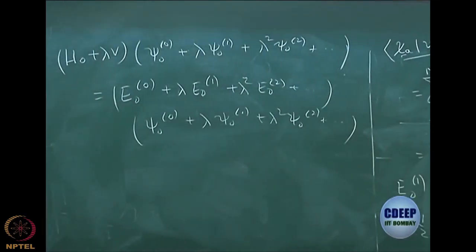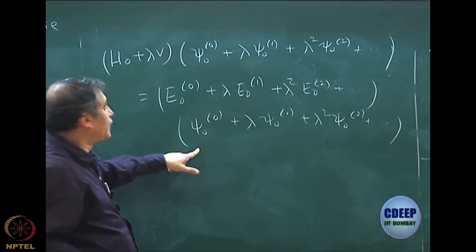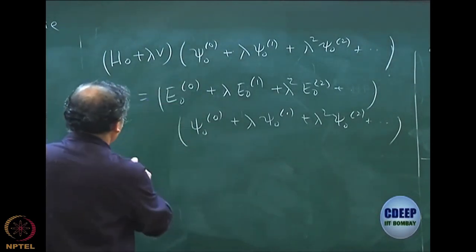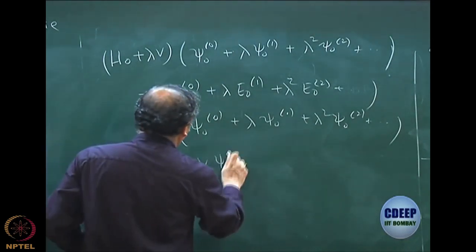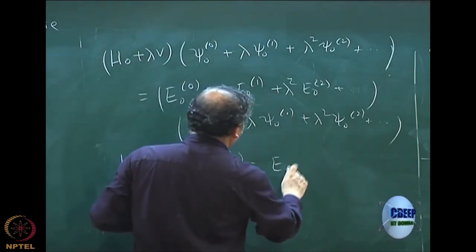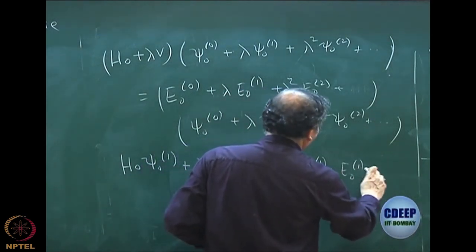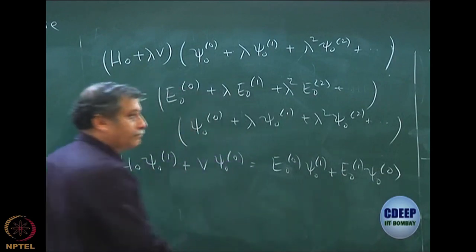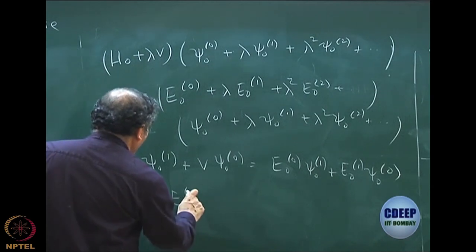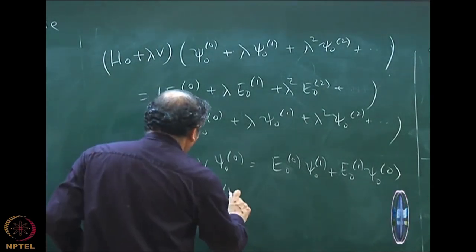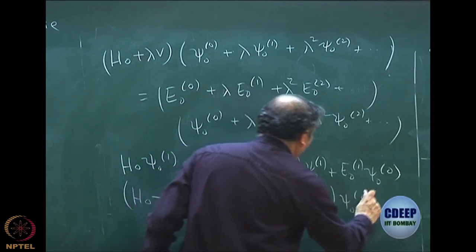So what we first did, we of course saw that the 0th order is H0 psi 0 0 equals E 0 0 psi 0 0, which is something that we did. We also recovered the first order. First order again I write it: H0 psi 0 1 plus V psi 0 0 equal to E 0 0 psi 0 1 plus E 0 1 psi 0 0. Which I rewrote a little bit nicely as (H0 minus E 0 0) psi 0 1 plus (V minus E 0 1) psi 0 0 equal to 0, right.